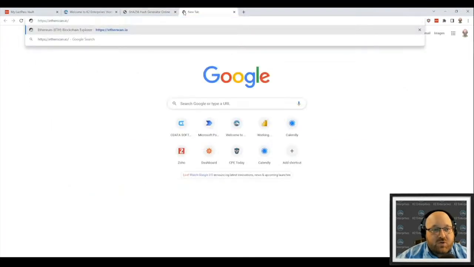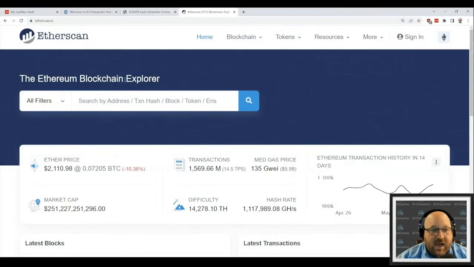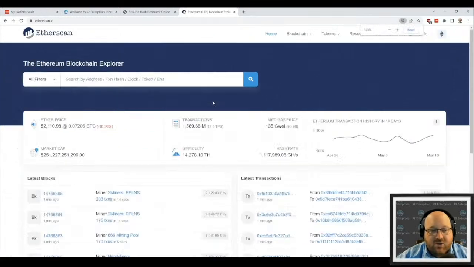Let me show you kind of a cool tool here. This is a website called Etherscan. This is what we refer to as a blockchain explorer. A blockchain explorer is a website that allows you to see into a blockchain in real time. There are explorers for every type of blockchain. It could be Bitcoin, it could be Litecoin, it could be whatever, and in real time, we can essentially see everything related to this particular technology.